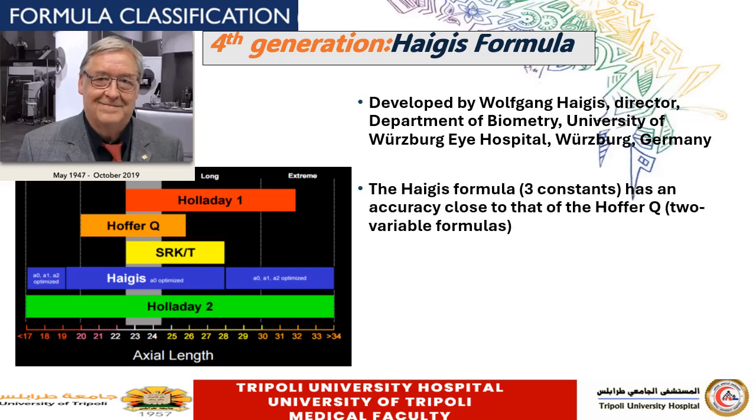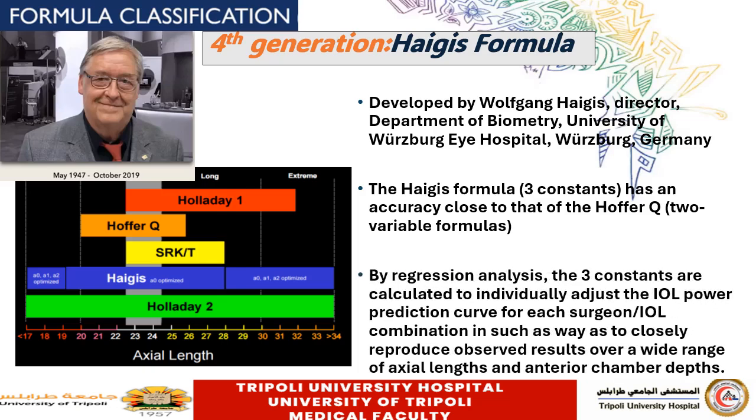So Dr. Haigis from Germany invented this formula, which is based on 3 A constants. It has a close similarity to Hoffer Q formula, which uses 2 variables in the 3rd generation. However, this formula uses 3 constants, and by adjusting and refining these 3 constants by regression analysis. By regression analysis, we mean that they did a study of the cases after cataract surgery and determined the post-operative error, and they refined the A constants so that they can reach the optimum result for the post-operative expectations. So as you can see here, the Haigis formula can cover the normal range of eye sizes, and also they have what's known as the Haigis-L adjustment for the axial length, so that for short and long eyes, they did a special adjustment for the measured axial length, so that they can suit a wide range of eye sizes.